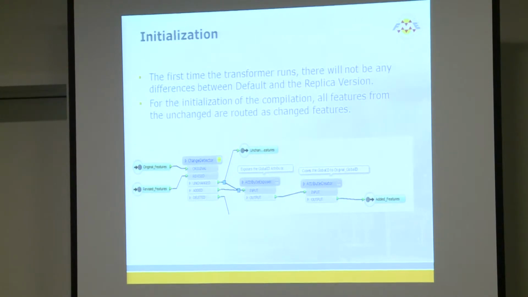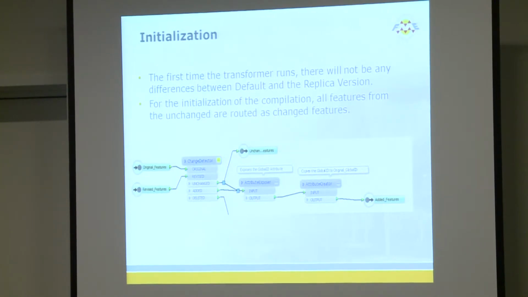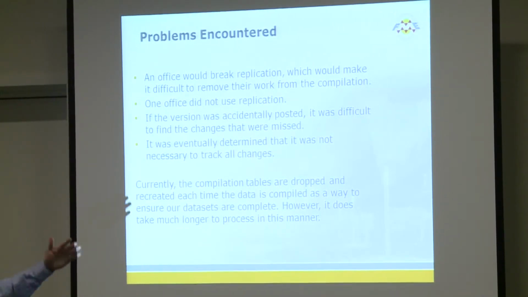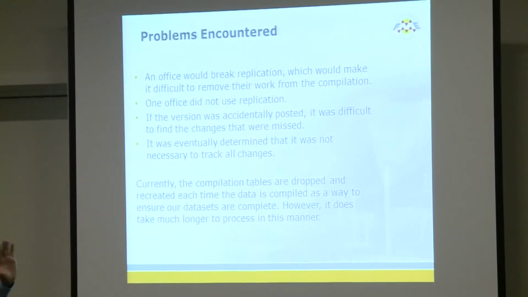The first step that we do have to do for the initialization is if you have no changes in the data that you're providing, but you need to populate your compilation with all your original global IDs, you have to direct everything from the unchanged feature down into the global ID copier into your compilation. But you only have to do it for the initialization process. So when I wrote this abstract 6 months ago for my original approval, this is how we were doing it.